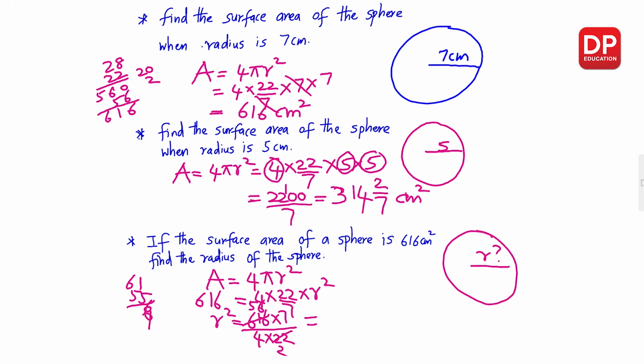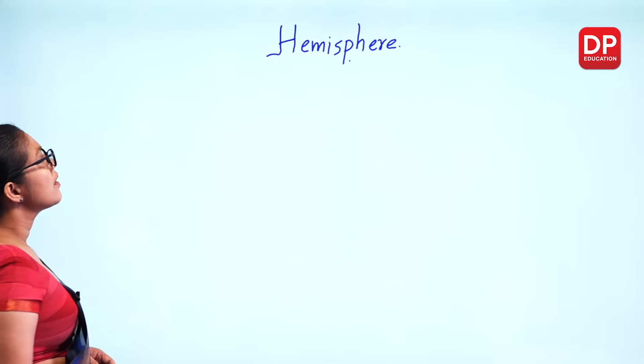So, 66 you get 6. Again, you can divide by 4. You can divide by 2. 2 times 1, 2 times 2, 4 and 8, 28. 4 times 7, you get 28. So 7 times 7. So 7 times 7 is 49. You need the square root of 49. So what's the square root of 49? You get 7 centimeters as the radius of the sphere.